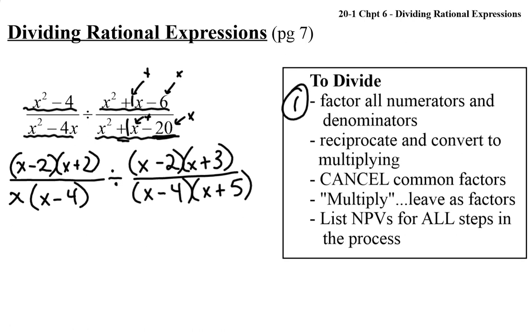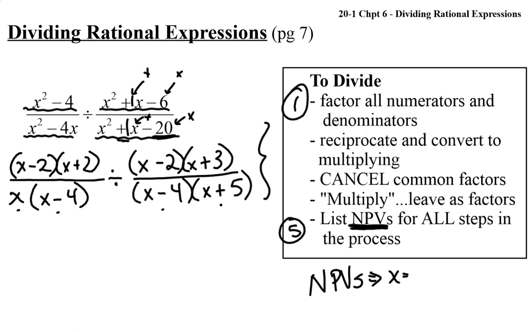Now, I'm going to jump down actually to our fifth step, this idea of NPVs. As I talked about last lesson, an NPV is for any point in a question when you could create a 0 in the denominator, which we don't want. So our NPVs at this point, because now I have fraction form, easy to identify my factors and identify what values of x make denominators 0.